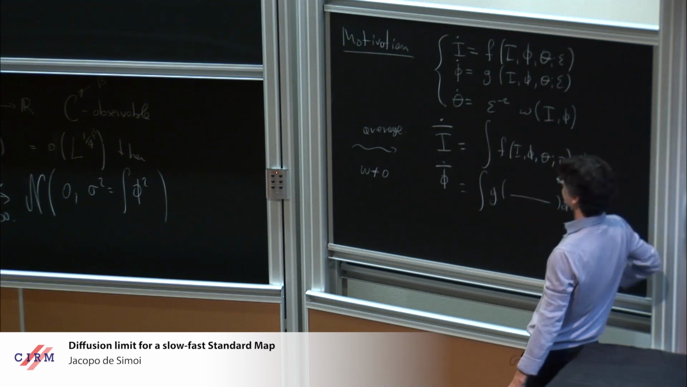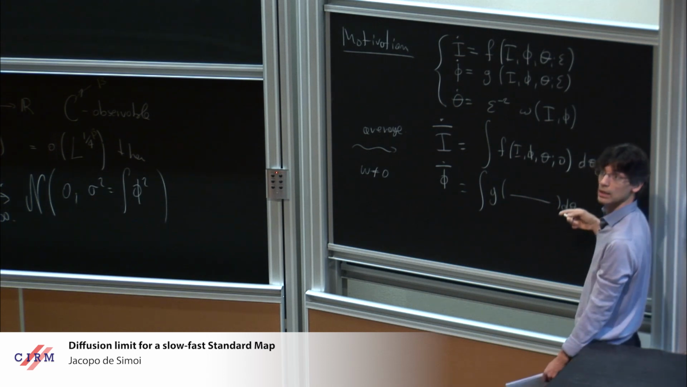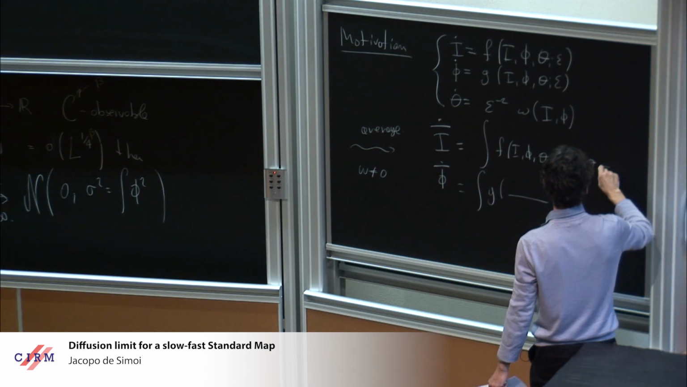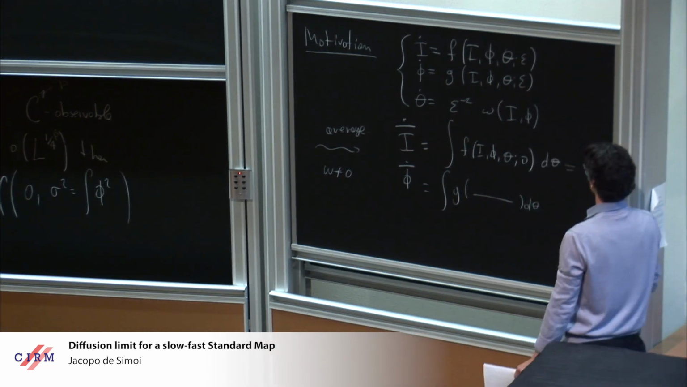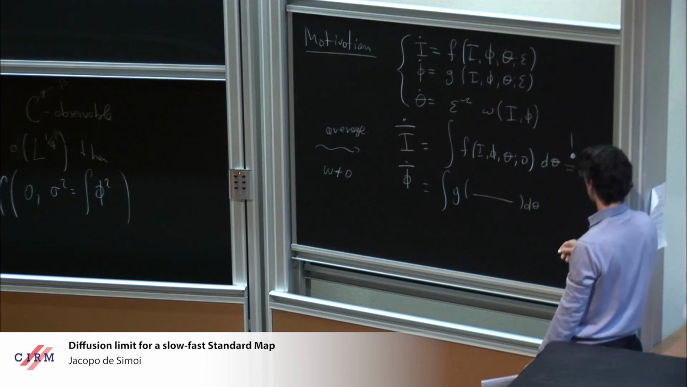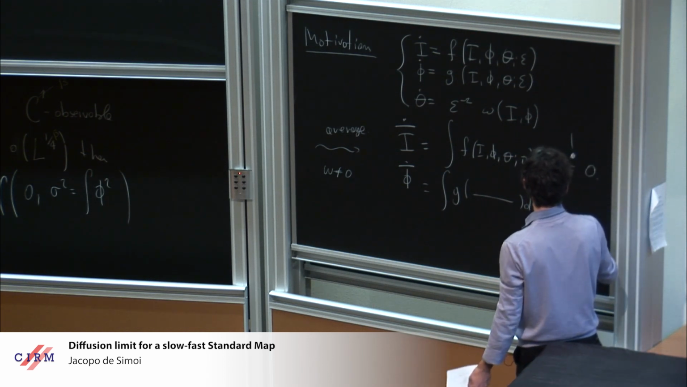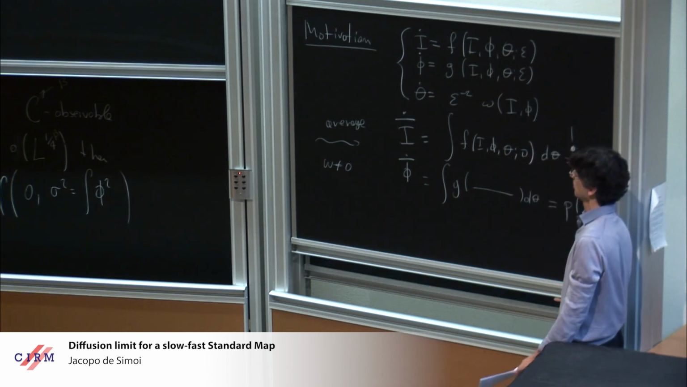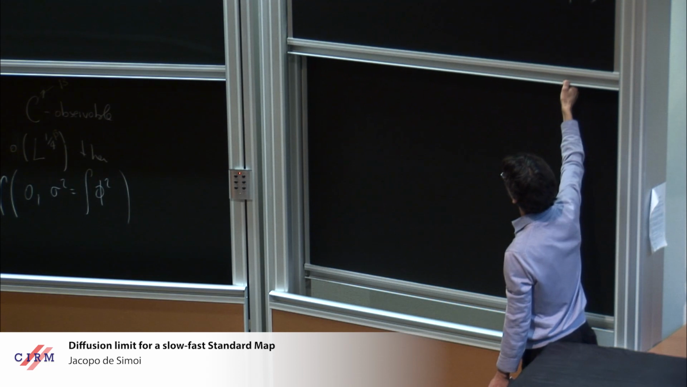And I assume this to be completely integrable. If this is completely integrable, it means that this wouldn't change. So I am requiring the complete integrability of the average system, and this would be something like P of I, where P is a momentum. Okay? So what is the picture for the average system?